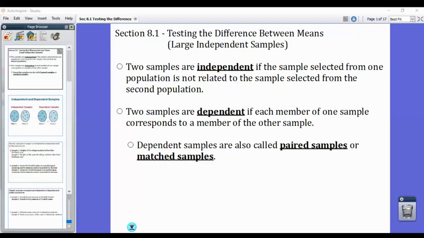Okay, so here's the video for section 8.1. And in this video, we're going to learn how to perform hypothesis testing when we have two samples.